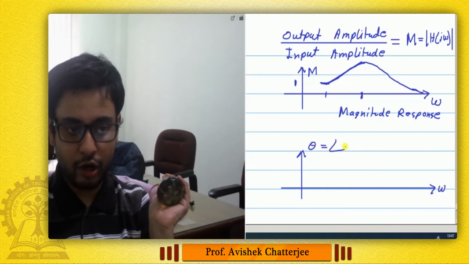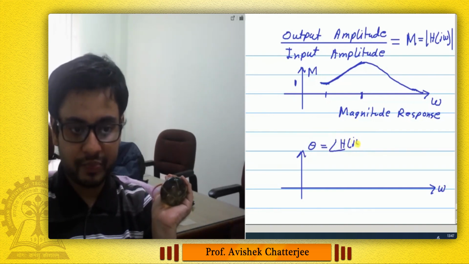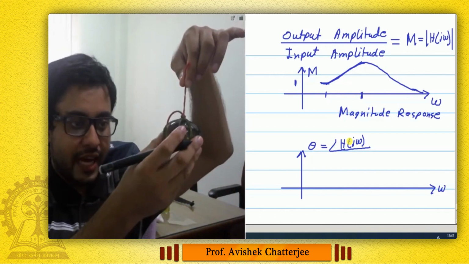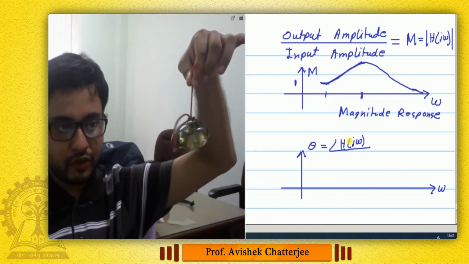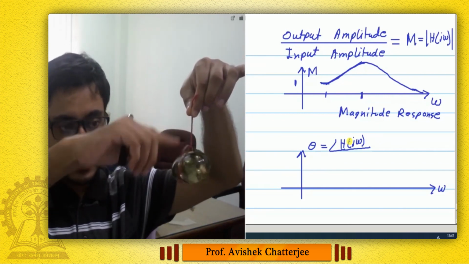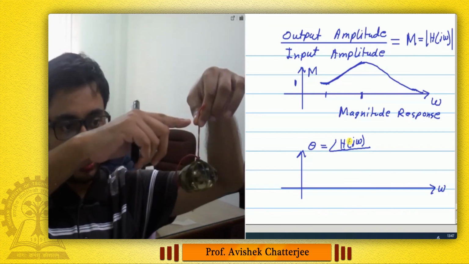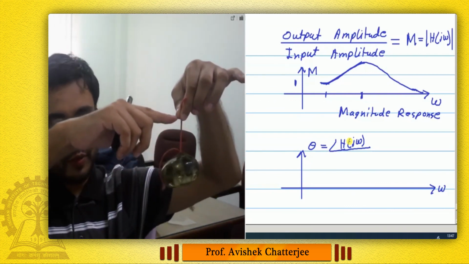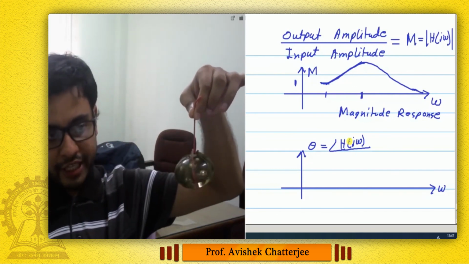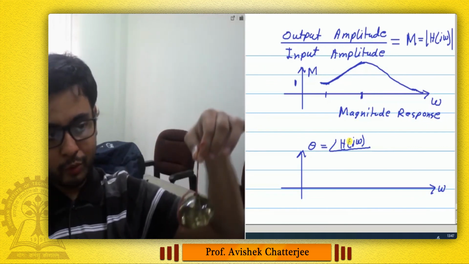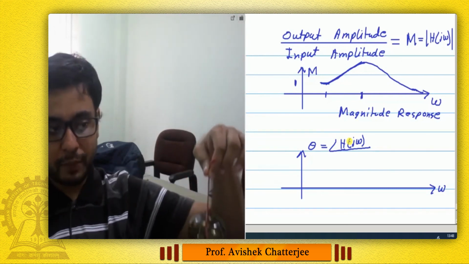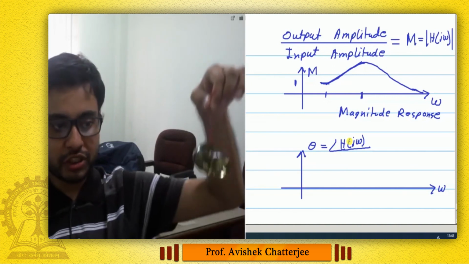What is theta? Angle of H(j omega). How do we measure this? For that, you have to observe more keenly whether there is any lag or advancement between the movement of my finger and this blob. At very low frequency, you see they are moving together. When my hand goes up, this weight goes up. When my hand goes down, the weight goes down.